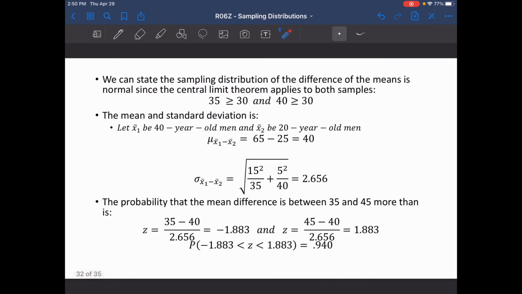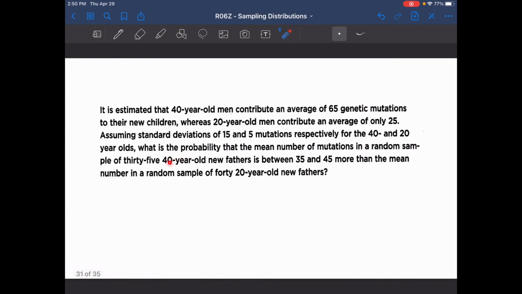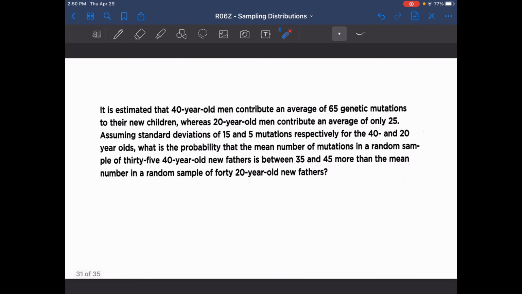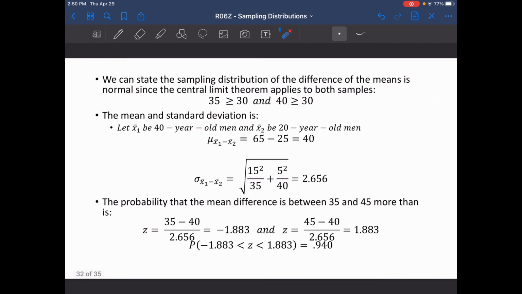new fathers. So essentially what we're doing is we are taking the mean of 40-year-old new fathers, or their mutations, and subtracting from it the mean genetic mutations of 20-year-old new fathers. So we have 35 total 40-year-old new fathers in the sample, which is greater than 30, and 40 20-year-old new fathers, which is also greater than 30 as well.